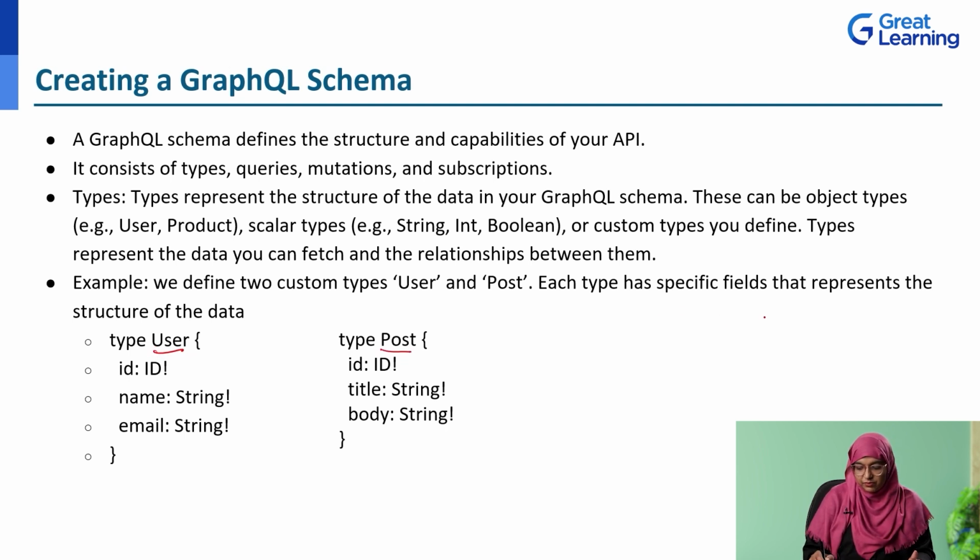So each type has specific fields that represent the structure of your data, right? Specific fields like it has name, which is a string, it has email, which is a string, and then you can see that title is a string and body is a string, right? So you can see that the types represent the structure of your data in your GraphQL schema.